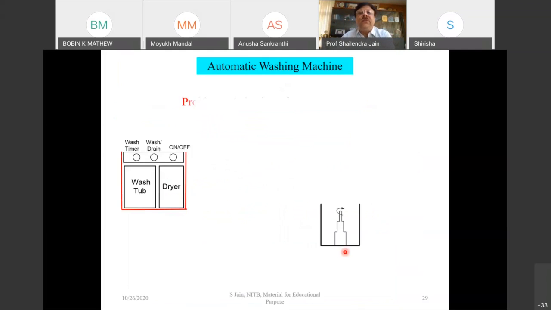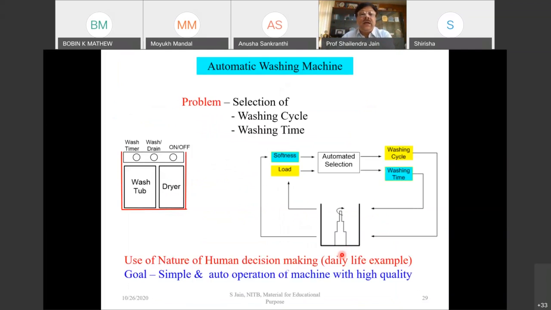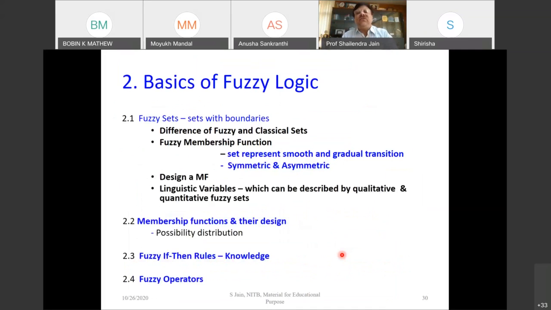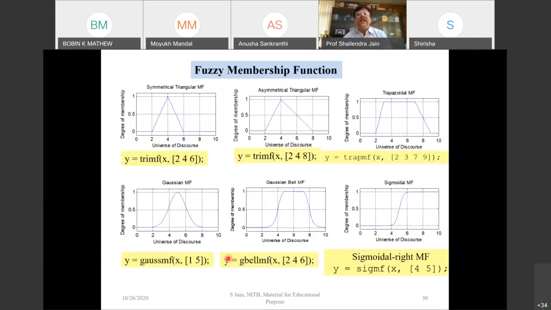This we have already discussed. Let me skip this. So the basics of fuzzy logic: we have a fuzzy set theory where we classify fuzzy and classical sets. Then we define the fuzzy membership function. We design a membership function, and all these input variables are described in terms of linguistic variables. Further, we apply the if-then rules based on our knowledge, and we use fuzzy operators to link the rules.